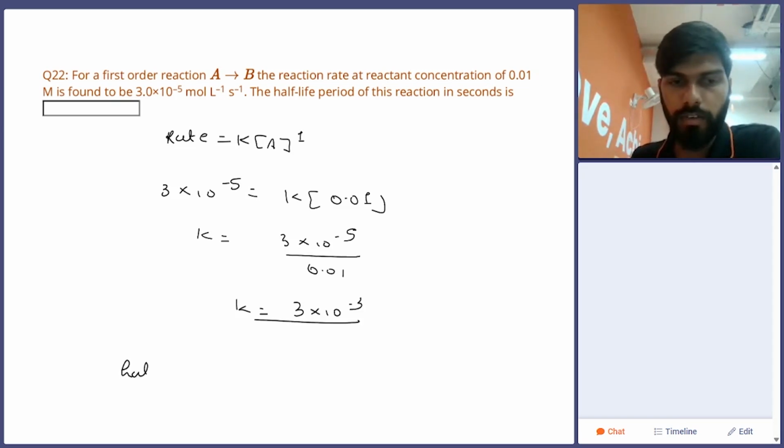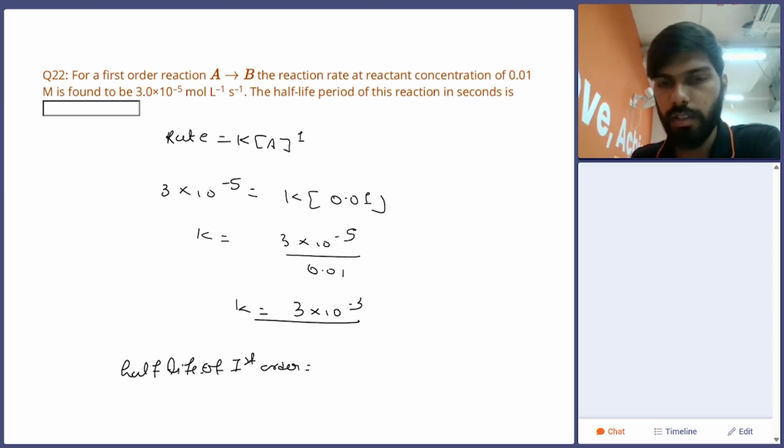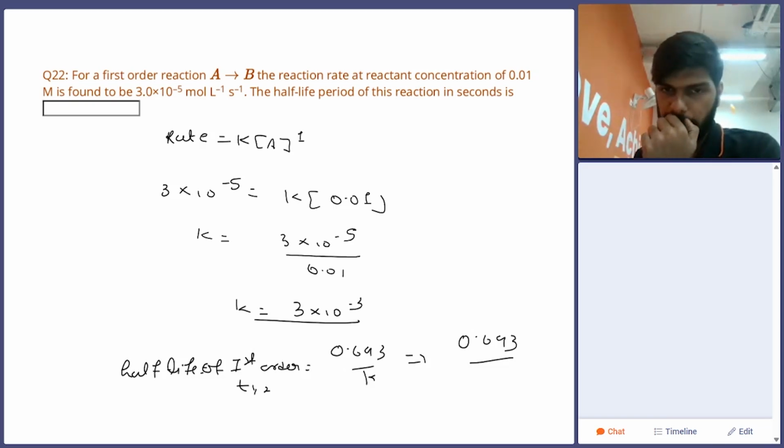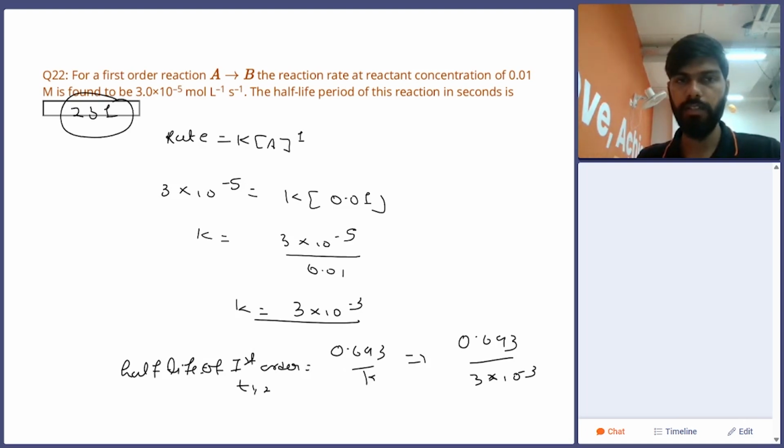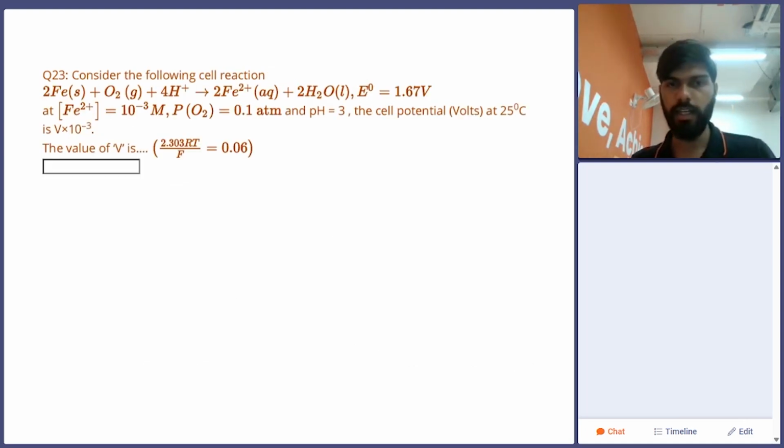Now half-life of first order formula, half-life of first order, that is t1/2 equals 0.693 by K. So then it will become 0.693 upon 3 into 10 to the power minus 3. So now it's time to solve this, and when we take 0.693 divided by 3, it is 231 is the right answer. Okay, 231 is the right answer for this question.